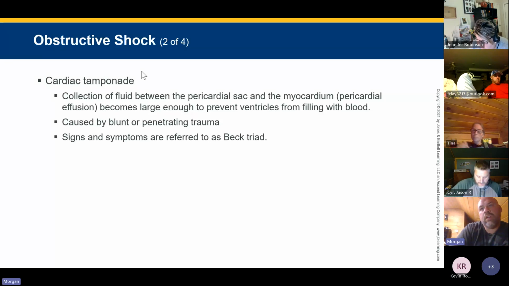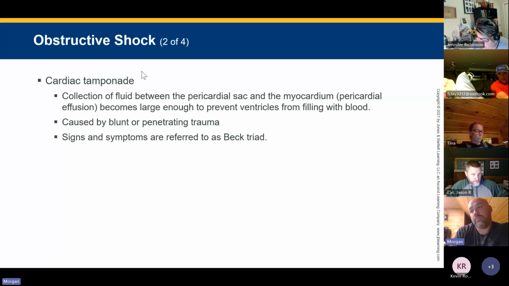So cardiac tamponade is a collection of fluid between the pericardial sac and the myocardium that becomes large enough to prevent the ventricles from filling with blood. It's usually caused by blunt or penetrating trauma. So if somebody gets stabbed and it just barely nicks the heart, it can start bleeding.